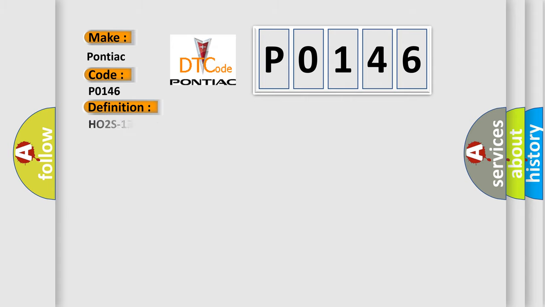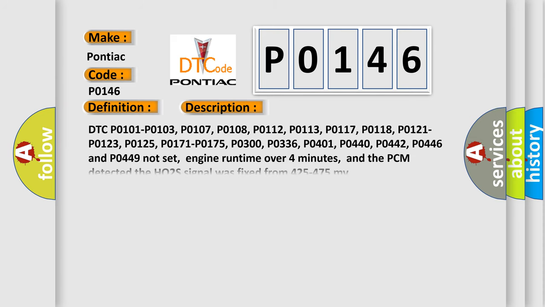The basic definition is HO2S13 bank 1 sensor 3 insufficient activity. And now this is a short description of this DTC code.